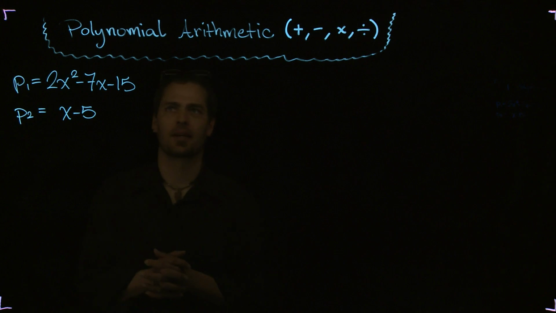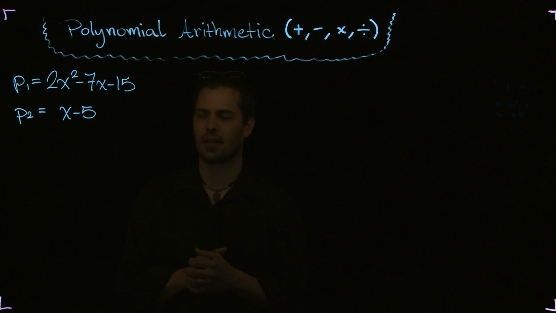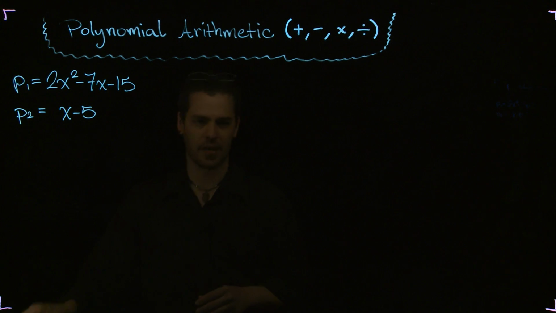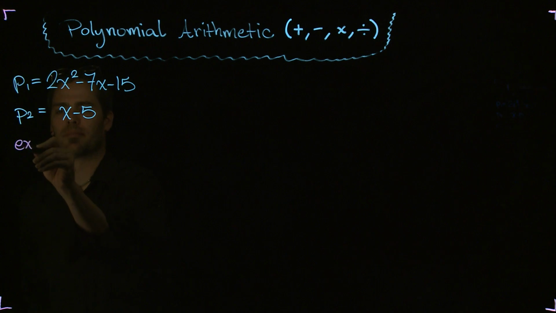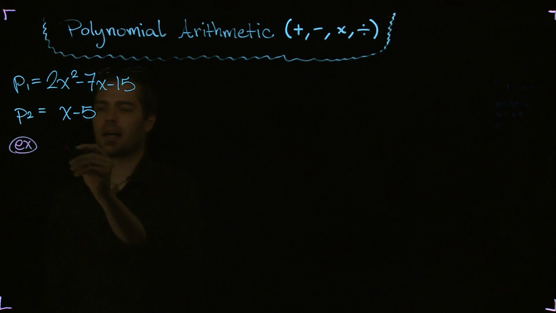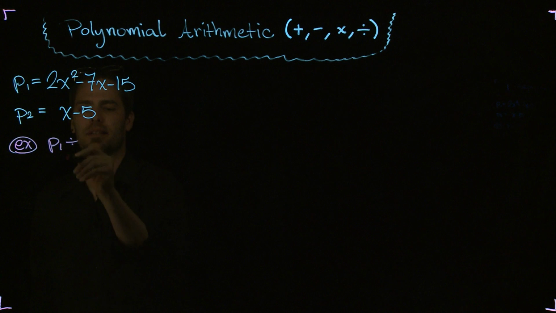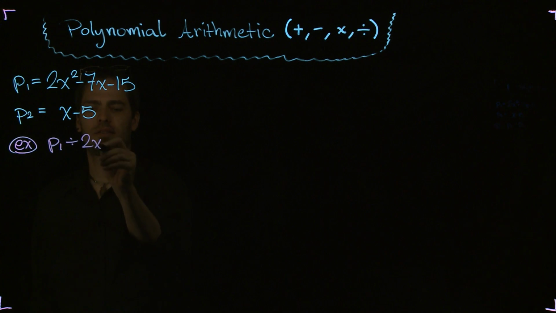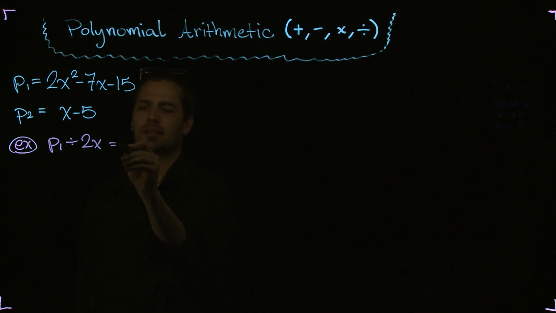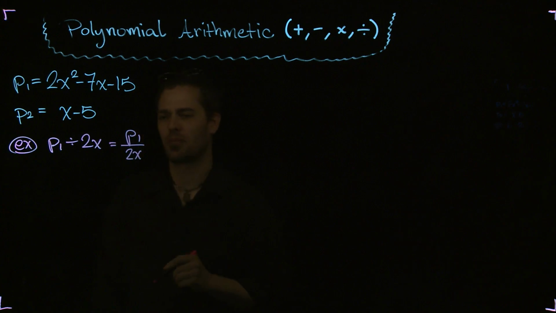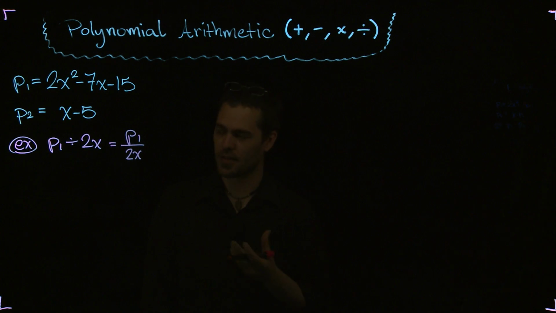Okay, we're back talking about polynomial arithmetic, and in this video I wanted to show a little bit of division. So let's start with dividing by a monomial. And let's say we had P1 divided by 2x, just to pick something here, okay? I could rewrite this. It's the same as P1 over 2x. Every fraction bar is really the same thing as a division.